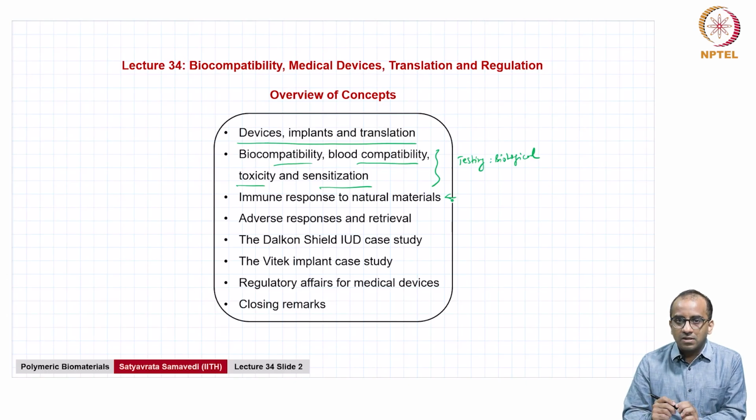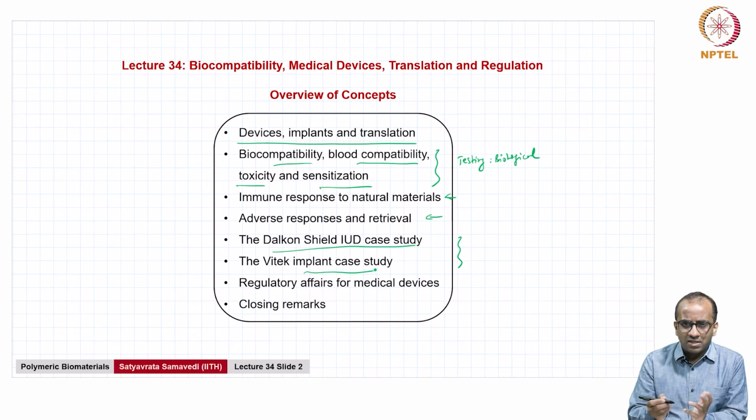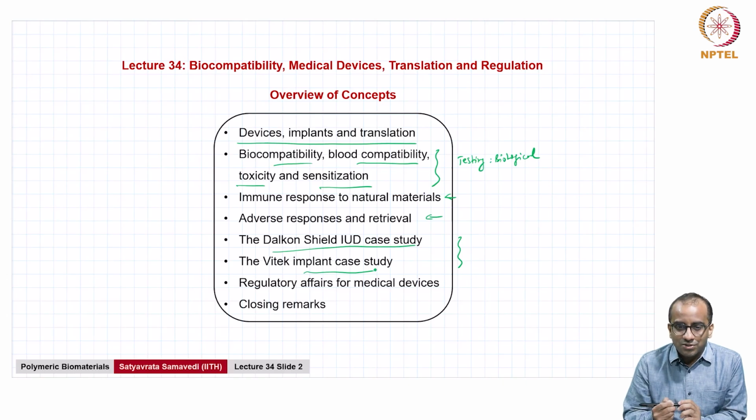So, we will focus on that a little bit and look at the risks involved in implanting natural materials. And then we will turn our attention to potential adverse responses that biomaterial implantation can have, and what kind of lessons can we learn from retrieval. And then we will move our attention to a couple of very important case studies. One of them is the Dalkon Shield IUD case study, which is an intrauterine device. The other is the Vitek implant case study, which again we have looked at in previous lectures.